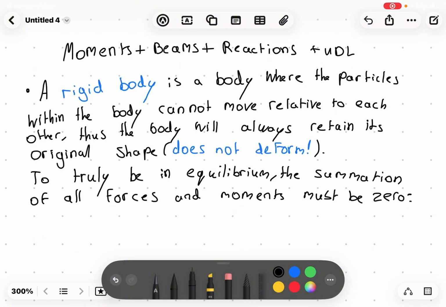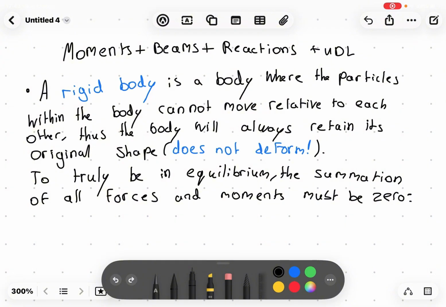So basically first we're going to talk about the rigid body. A rigid body is where particles within the body cannot move relative to each other.